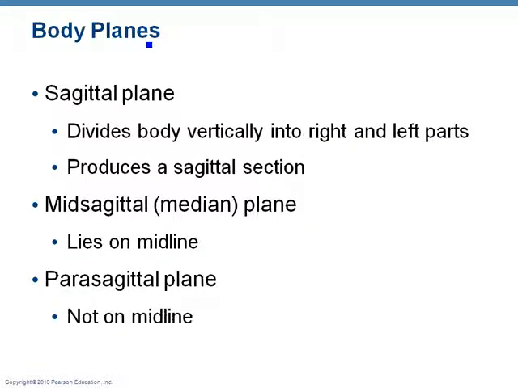All right, so sagittal, one G, two Ts, you guys misspell that a lot. That basically divides you left and right. If it's right down the middle, you call it the mid-sagittal or median plane. You can also have a sagittal cut which is off to the side, left to right. And that's parasagittal. It'd be left parasagittal or right parasagittal, depending on where you made the cut.